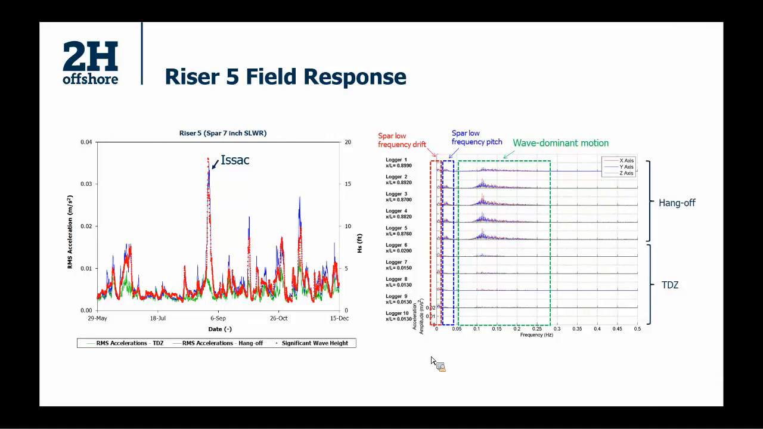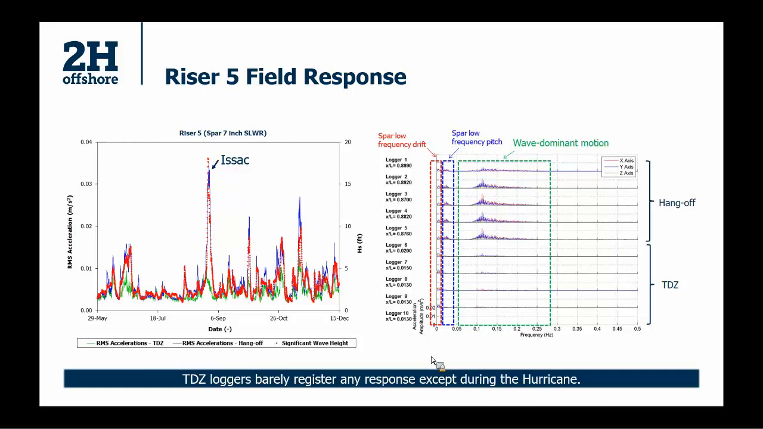On the right, I show you the spectral plot for all the loggers on the system. The bottom five are touchdown zone loggers and the rest are hang-off. And you can see the wave dominant motion practically dies out at the TDP. And this was during the peak of the hurricane, by the way. So it didn't do anything to the touchdown zone. And also you can see the spar low frequency motions here, the pitch and the drift that's being reflected on the riser.